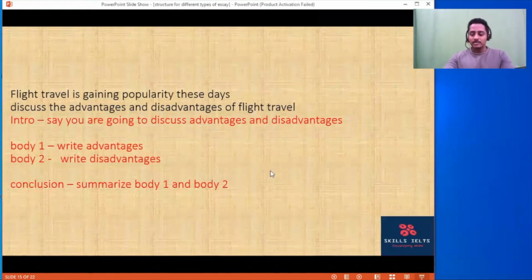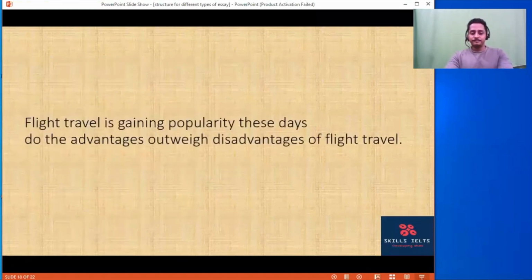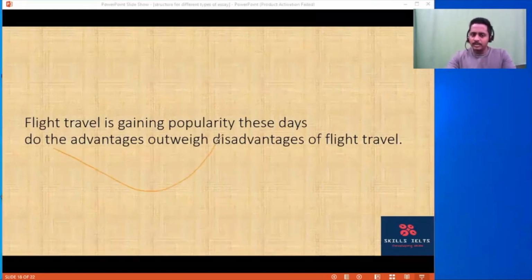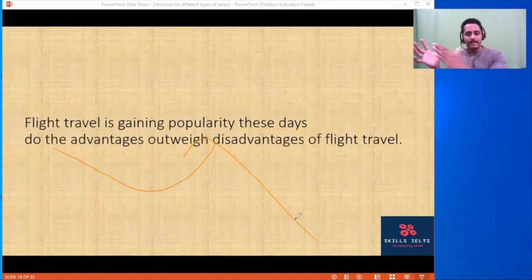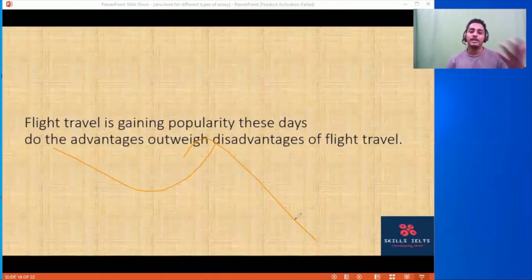Okay, but sometimes the question will not just ask to discuss the advantages and disadvantages. The question will be opinion based. Do you agree? Do advantages outweigh the disadvantages? It's like, do you agree with this statement? The statement is that advantages outweigh, which means there are more advantages. You take a weighing machine, you put the advantage, you put the disadvantage. Advantage will be going down, disadvantage will be coming up. So it actually weighs more. That means it has more advantages.